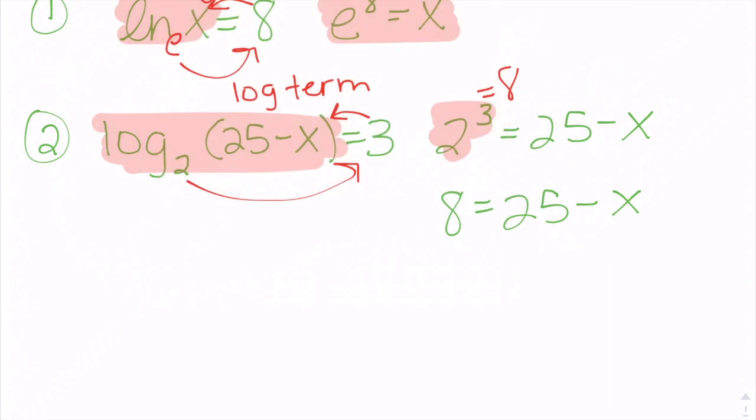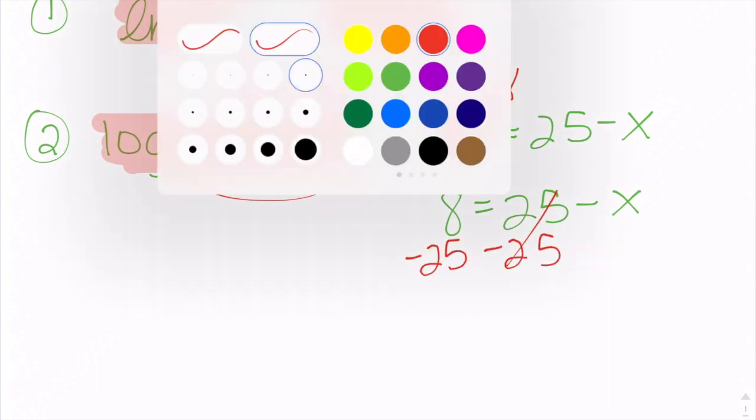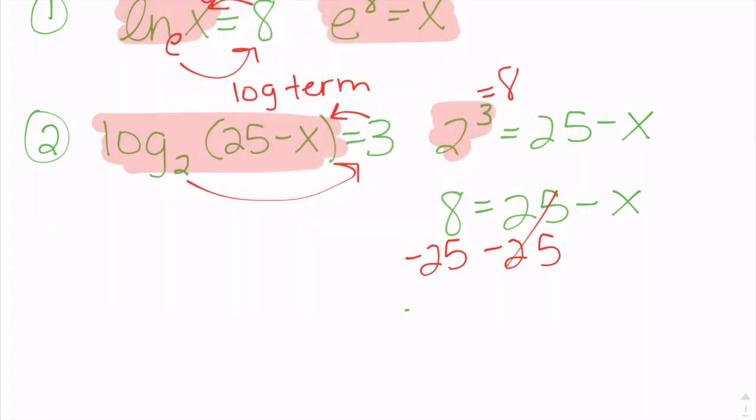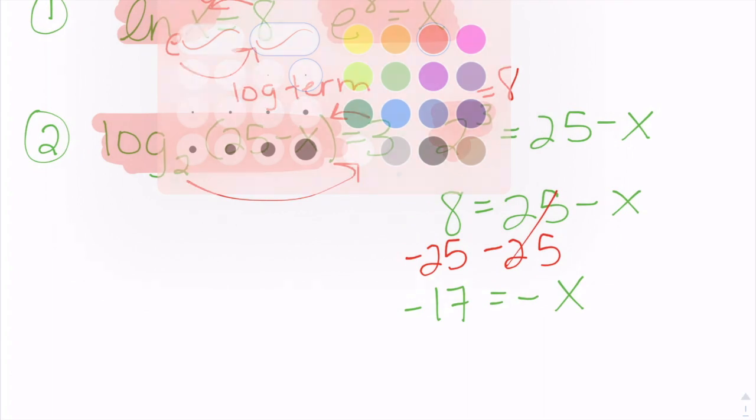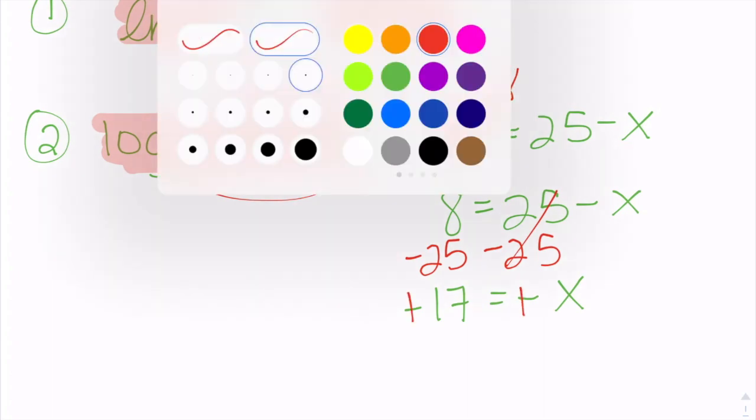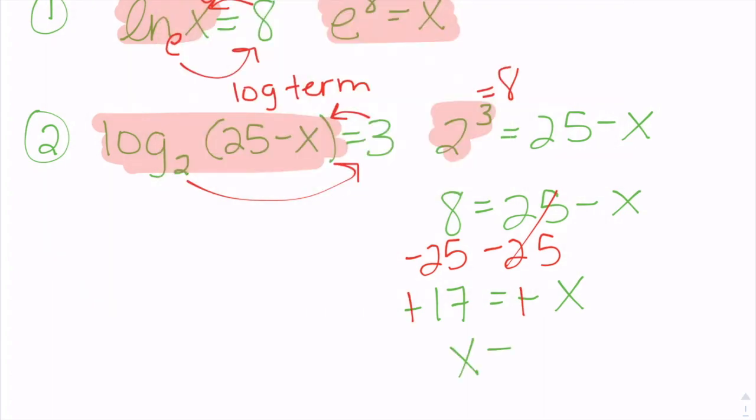And now we need to solve for x, so we're going to subtract 25 from each side. And when we do that, we get negative 17 equals negative x. Since we have a negative on each side, we can make them positive, and we get that x equals 17 as our final answer.